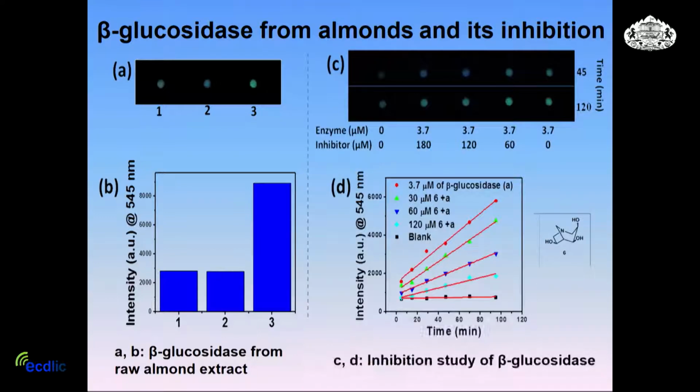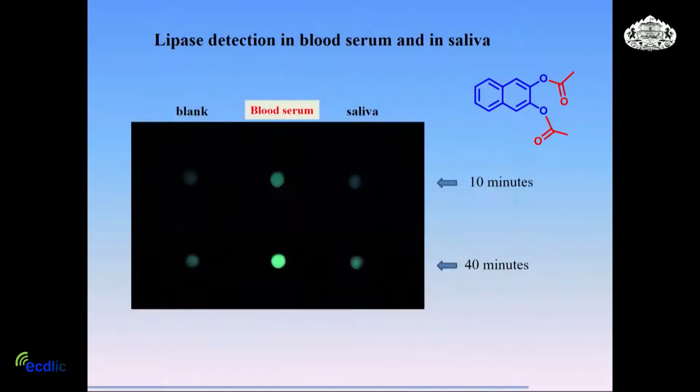We have also shown, for example, this is an inhibitor. I think Professor Dhavale has also made several inhibitors of glucosidases. This is an inhibitor I obtained from Professor Vankar of IIT Kanpur, and we were able to show that you can in fact detect these sort of inhibitors by this paper based assay system.